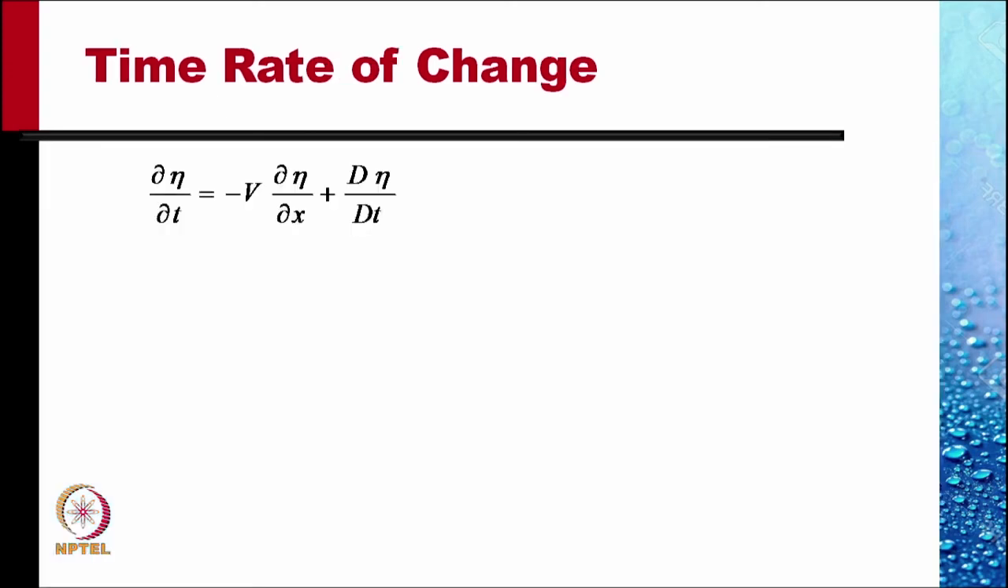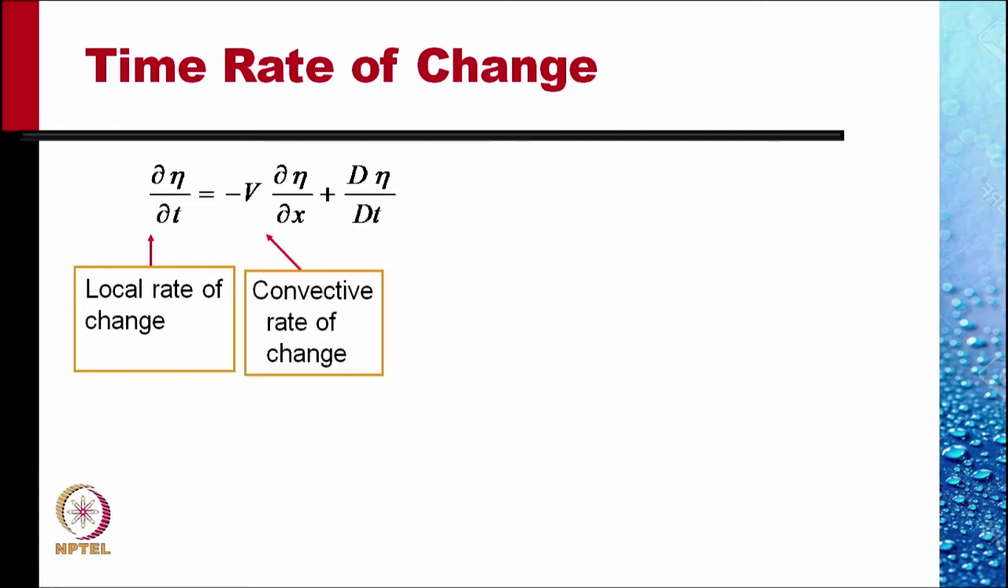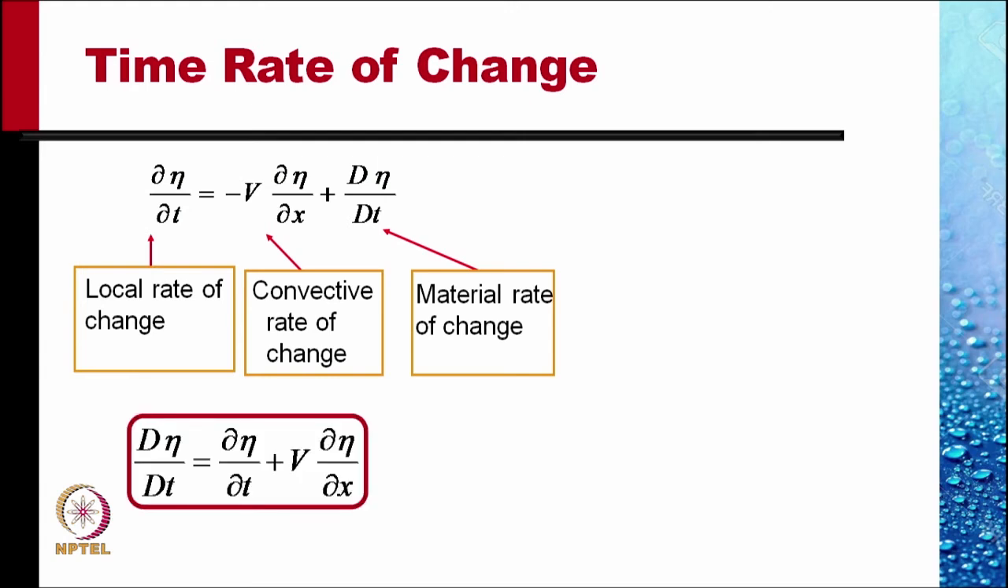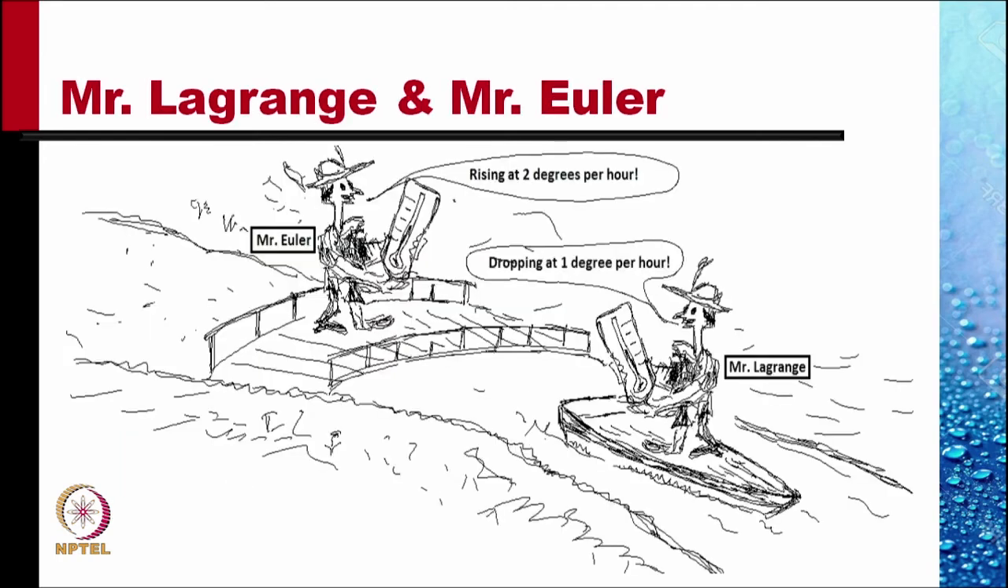So to repeat, the local rate of change del eta by del t is made up of two changes. One, convective rate of change, and the other, the material rate of change. This equation is conventionally expressed in this form. D eta by D t, the material rate of change, is equal to the local rate of change plus the convective rate of change.